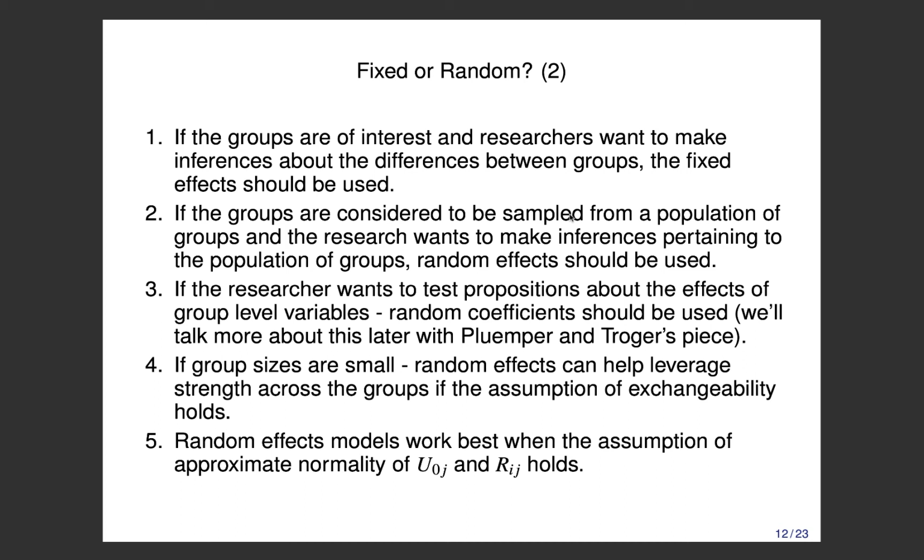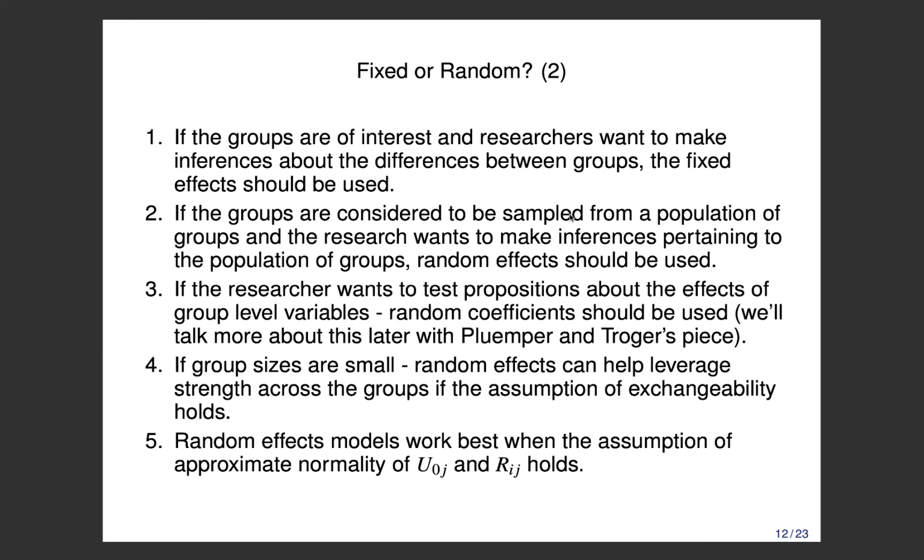If the groups are considered to be sampled from a population of groups and we want to make inferences pertaining to that population, we should use random effects. It's because the variance term tells us the variance across all groups, the known ones and the unknown ones. Fixed effects only tell us about the unit effects for the units that we observe. If we want to test propositions about the effects of group level variables, then random coefficients should be used. There is a piece by Thomas Plümper and Vera Tröger, who are political scientists, that talks about a way to do both things, to make group level tests even with fixed effects, but that paper hasn't really caught on that much.